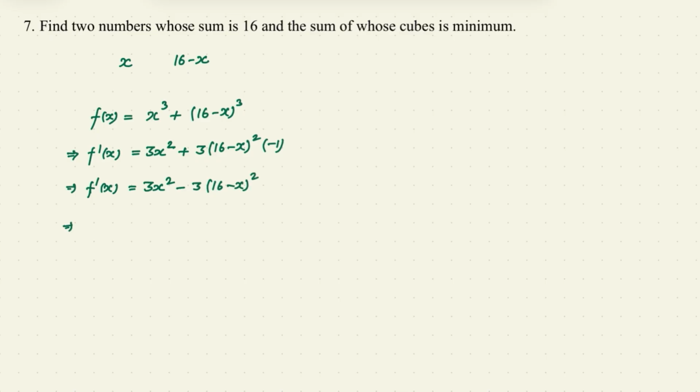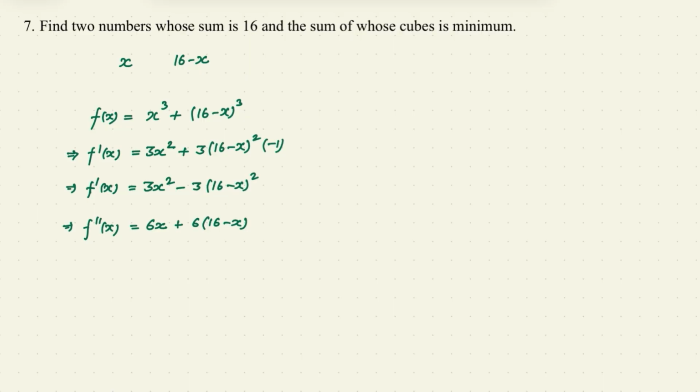Now let us differentiate again. Then we will have f double dash of x equals to 6x minus 6 into 16 minus x, and derivative of 16 minus x is again minus 1. So here it will be plus.